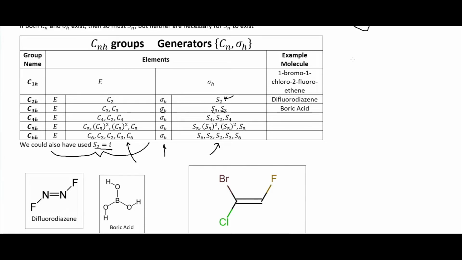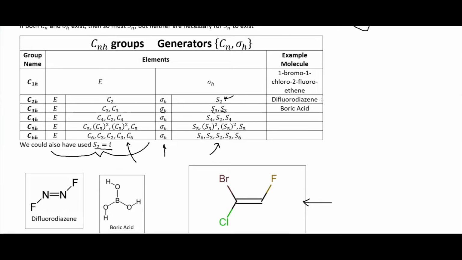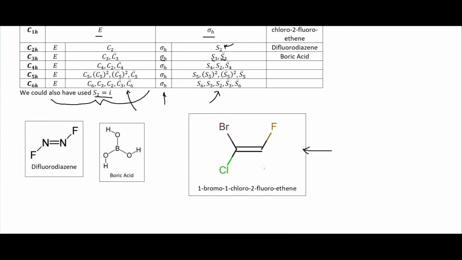We can look at a few example molecules of that. So this one, bromo, chloro, difluoroethene right here. We see that that is C1H because all it has is the identity element, or the sigma H, because there is no way to rotate it around to get it to overlap with itself.